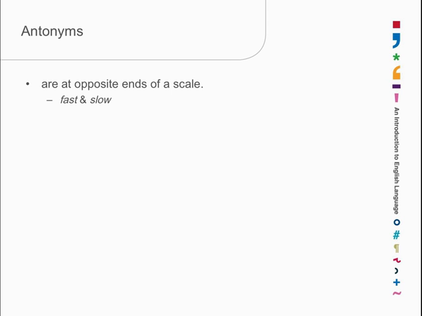For example, fast and slow. And if you think about it, you can probably think of half a dozen at least other antonym pairs. Tall and short. High and low. Fat and thin, and so forth. You'll notice that each of them has a scale. The fast and slow scale is a speed scale, and the tall and short is a height scale. Hot and cold is a temperature scale. So these antonyms are at opposite ends of the scale.